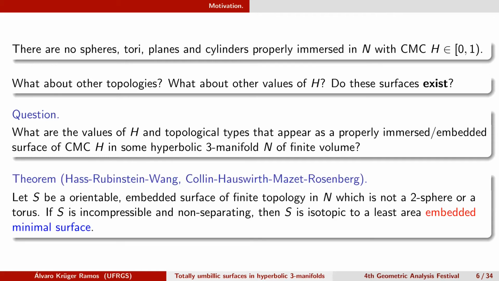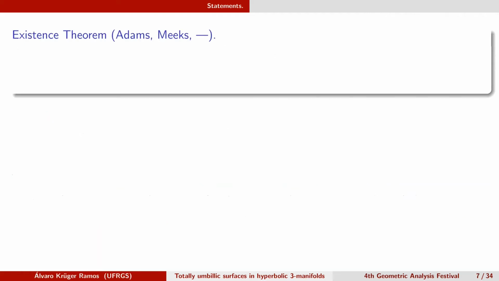And actually, the minimal case, as I said, was already known by these theorems by Hass, Rubinstein, and Wang, and Collin, Hauswirth, Mazet, and Rosenberg, which give a very reasonable way of finding least area embedded minimal surfaces in hyperbolic tree manifolds of finite volume. So since it's least area, that is the minimal case. And here is the answer we found for the existence theorem in the more general setting. So this theorem is what I'm going to show you today.